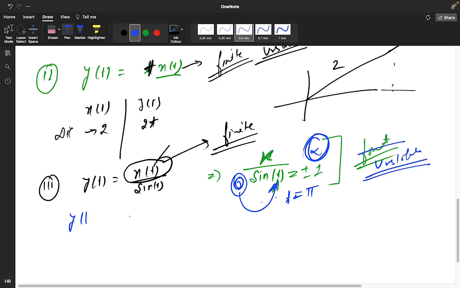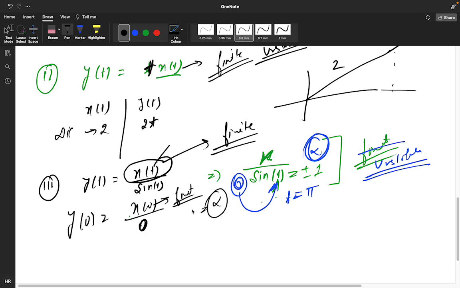Like, for y of 0, x of 0 is coming and sine 0 is 0. Suppose x of 0 is a finite value, you are assuming. So finite by 0 is infinite. So you are getting output as infinite. So bounded input but not bounded output. The input was finite but the output is not finite. That's why the system will become unstable.